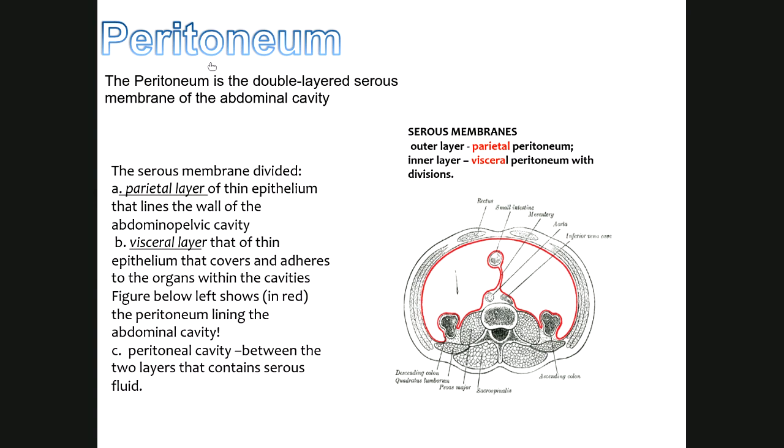So the peritoneum is a double layer of the serous membrane within the abdominal cavity. When we studied the serous membranes in the past, the outer layer is called the parietal layer, and this is a thin layer of epithelium that lines the walls of the abdominal pelvic cavity. The visceral layer is a thin layer of epithelium that adheres to and covers the organs within the cavity. And the space in between is called the peritoneal cavity, which has a thin layer of serous fluid.